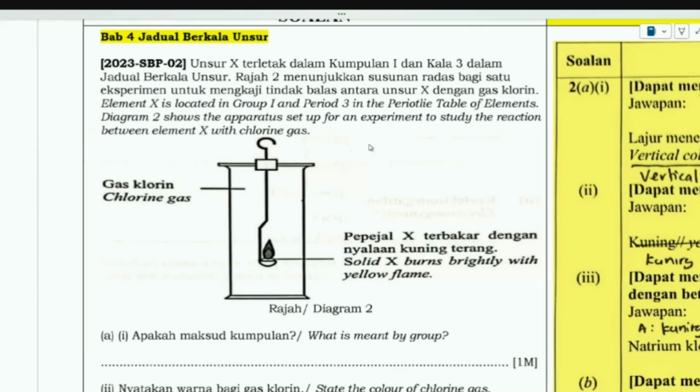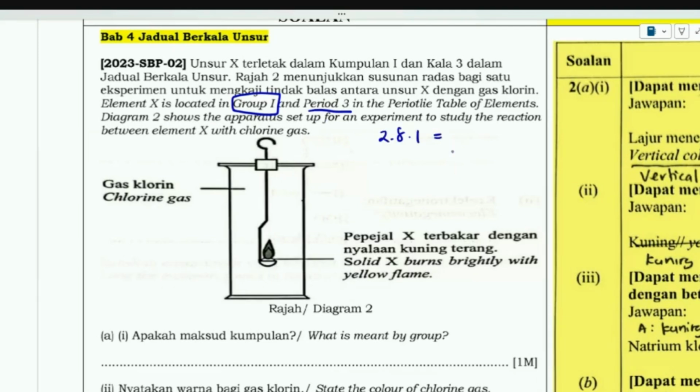Now we look into this question. Element X is located in group 1, it is already told to you, group 1, period 3 in the periodic table. So class, what is the electron arrangement? Just testing you. Group 1, period 3. 281, correct. Very simple. 281. Then we will know it is sodium.